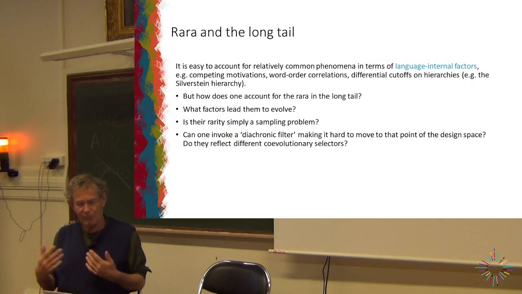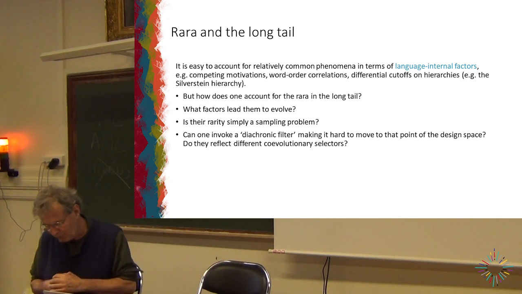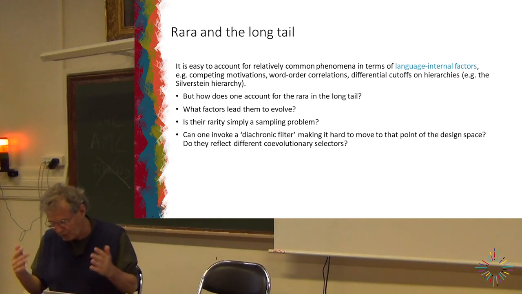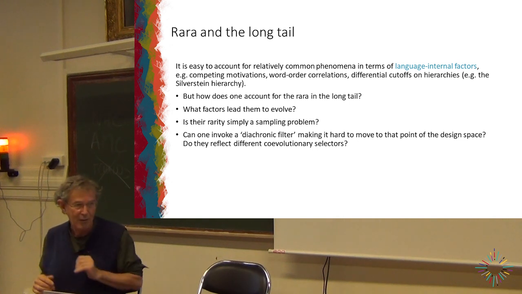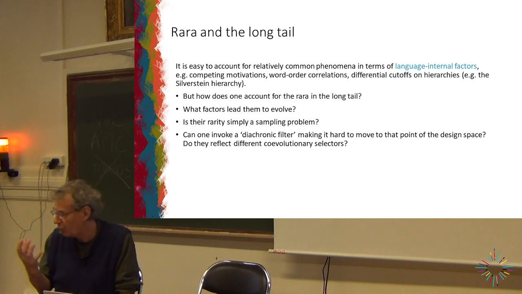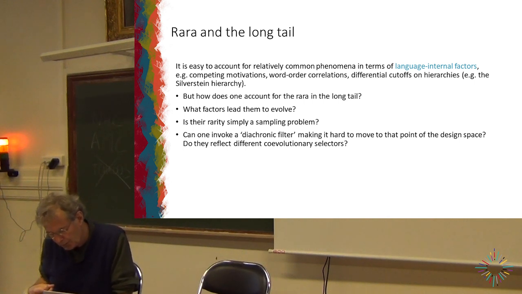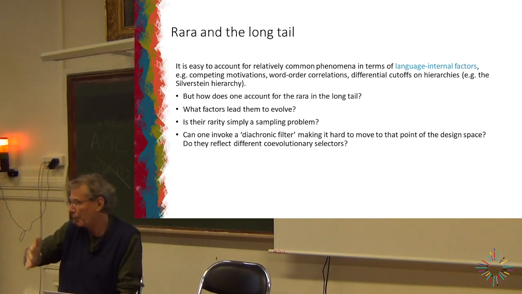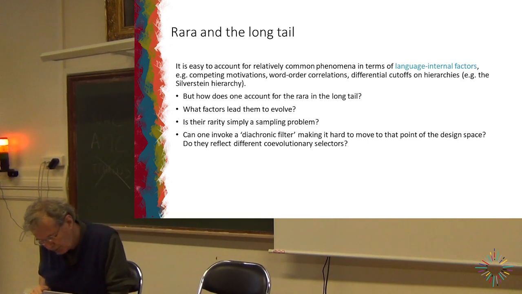The relatively common phenomena are usually easier to account for in terms of language-internal factors, like competing motivations, word order correlations, differential cutoffs and hierarchies, some of the things we're familiar with from linguistic typology. But then how do you account for rara? That's much harder, because often they arise as a result of very particular pathways or very particular conditions, and what factors lead them to evolve. And is their rarity simply a sampling problem? That is, we haven't sampled properly across the world's clades.